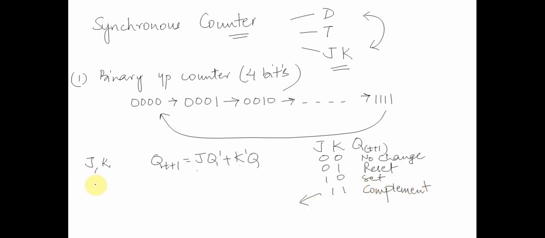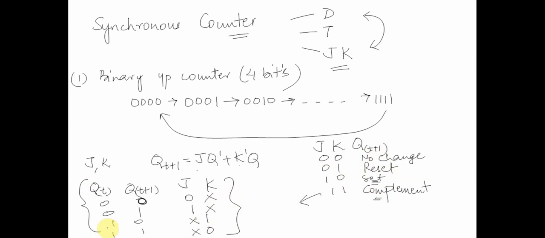Based upon this, we will derive the excitation table where we have Q(t) and Q(t+1). What is the value of J and K? 0, 0, 0, 1, 1, 0, 1, 1. 0 stays 0. It's either a no change or a reset. No change or reset means J has to be 0, K has to be x. 0 to 1, it's either a complement or it's a set. Complement or set would mean J is 1, K is don't care. Similarly, 1 to 0 would mean it's either a complement or a reset, which would mean K is 1 and J is don't care. Similarly, 1 to 1 is either a set operation or a no change operation, which means K is equal to 0 and J is don't care. So we will use this excitation table, which we derived in like 1 minute. We don't need to remember it. Using this table, we will have to make a circuit for a synchronous counter with 4 bits.